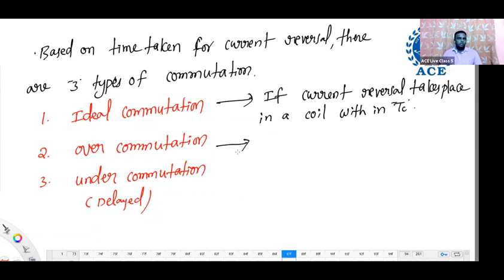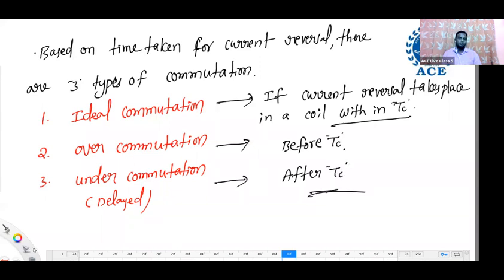Other than that ideal, any time commutation takes place, either over commutation or under commutation, spark will definitely come. But over never happens practically, only under happens. Over commutation is when current reversal takes place before the time of commutation, but it never happens. Under means delayed: current reversal takes place after TC. That is called delayed or under commutation.